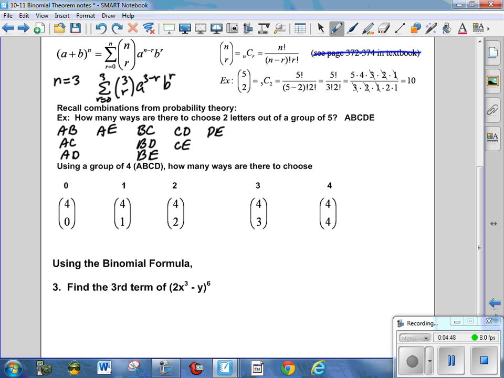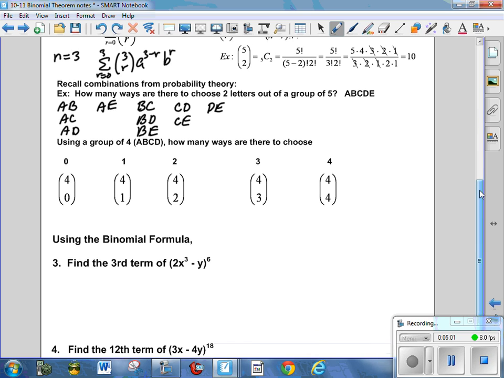So that's what 5 select 2 means, but it also happens to be the binomial coefficient when you expand a binomial. So it's kind of a multi-purpose little number here. And this is what gives us the coefficients in Pascal's triangle.